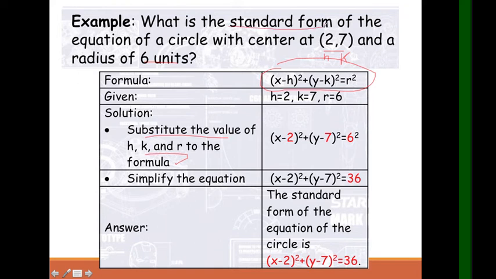Therefore, the standard equation or form of the equation of the circle is (x - 2)² + (y - 7)² = 36.